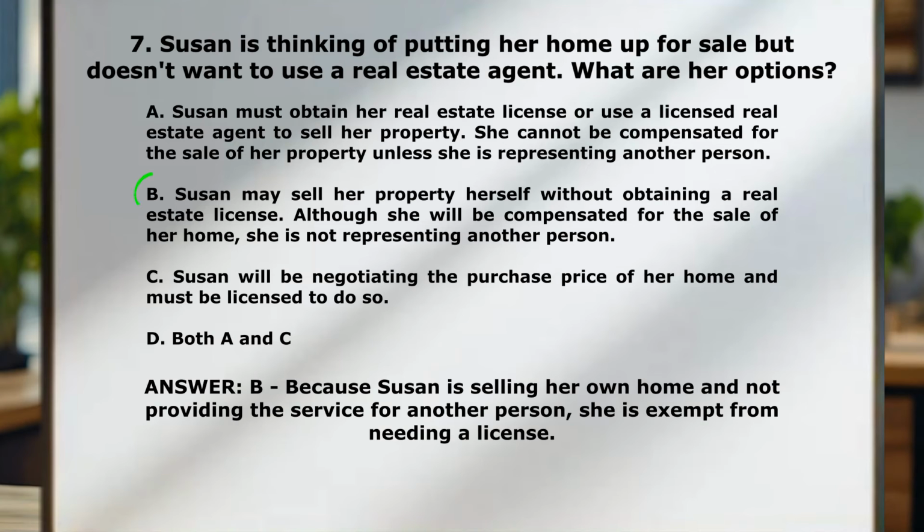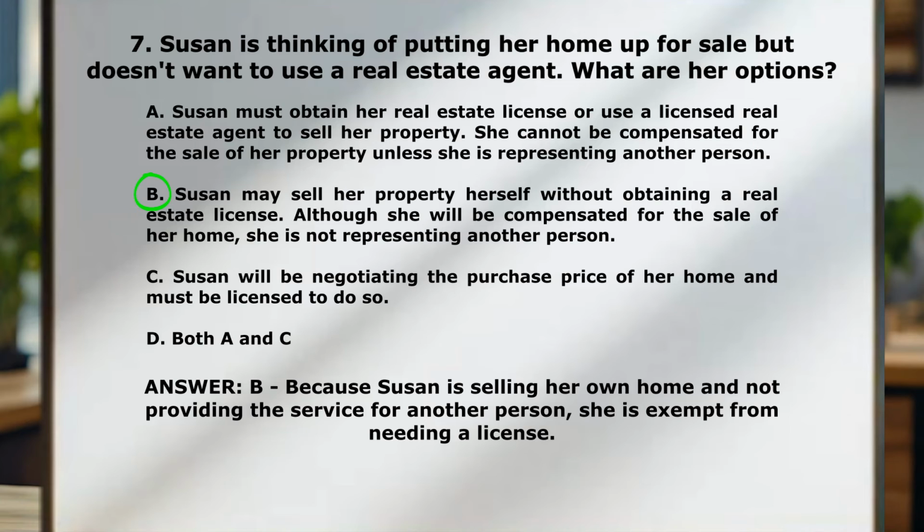The answer is B. Because Susan is selling her own home and not providing the service for another person, she is exempt from needing a license. Yeah, this one is pretty straightforward. It's Susan's house. Susan can sell her house if she knows how without a real estate agent. And if an agent wants to try to get some commission for bringing a buyer to Susan, they're going to have to negotiate. This is actually a huge misconception in real estate, that you have to use a real estate agent. It's just simply not true.